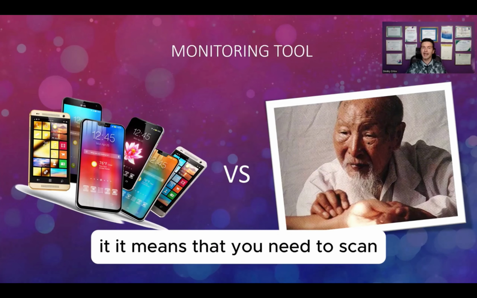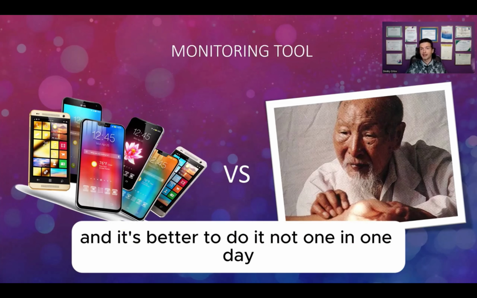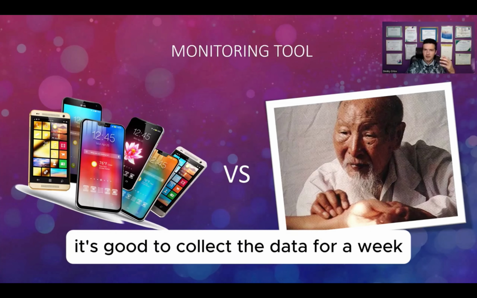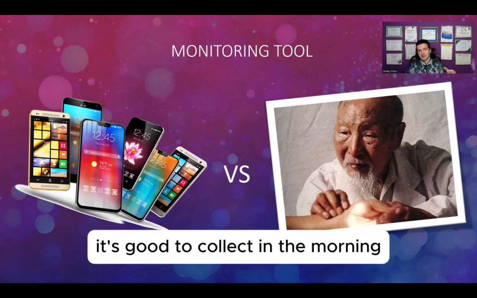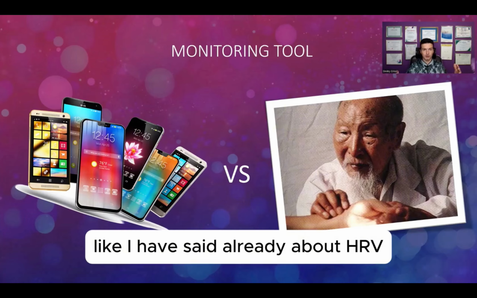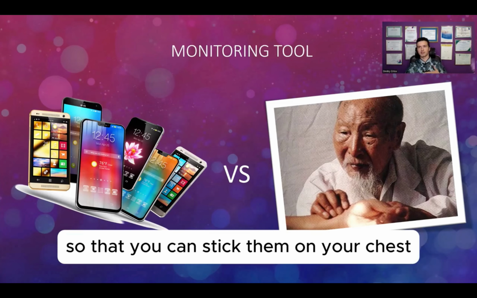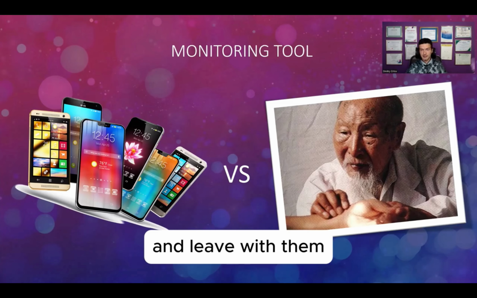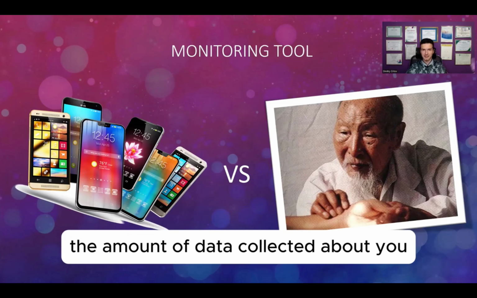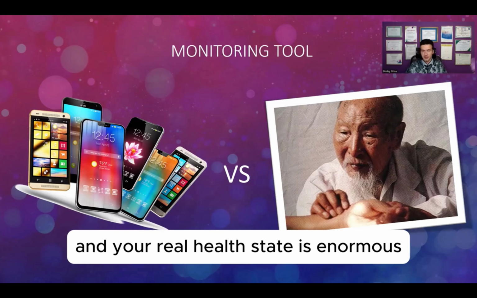It means that you need to scan and you need to analyze the state of the person not once, but multiple times. And it's better to do it not in one day, but on different days. It's good to collect the data for a week, a month. It's good to collect in the morning, in the daytime, in the evening, etc. Like I have said already about HRV, heart rate variability devices, those wearables, so that you can stick them on your chest and live with them non-stop for 24 hours, 7 days a week. Of course, the amount of data collected about you and your real life and your real health state is enormous.